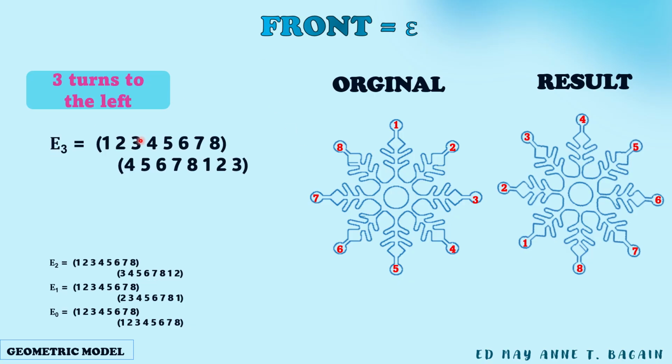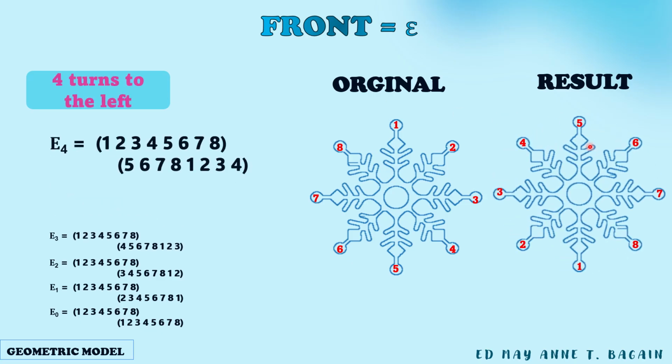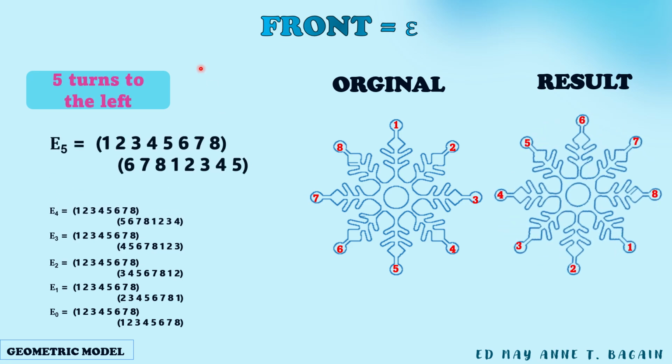Now we have epsilon sub 3, so it moved 3 turns to the left. That is why after 3 turns to the left, 4 would be the new one. 4, 5, 6, 7, 8, 1, 2, and 3. And as we can see, it moved 4 turns to the left. So the 5 will be the new one. So 5, 6, 7, 8, 1, 2, 3, and 4. And then for epsilon sub 5, we will turn it 5 turns to the left. So we have here the new 1 would be the 6, and then new 2 would be 7, new 3 would be 8, and 1, 2, 3, 4, and 5. Next, we will check the epsilon sub 6.